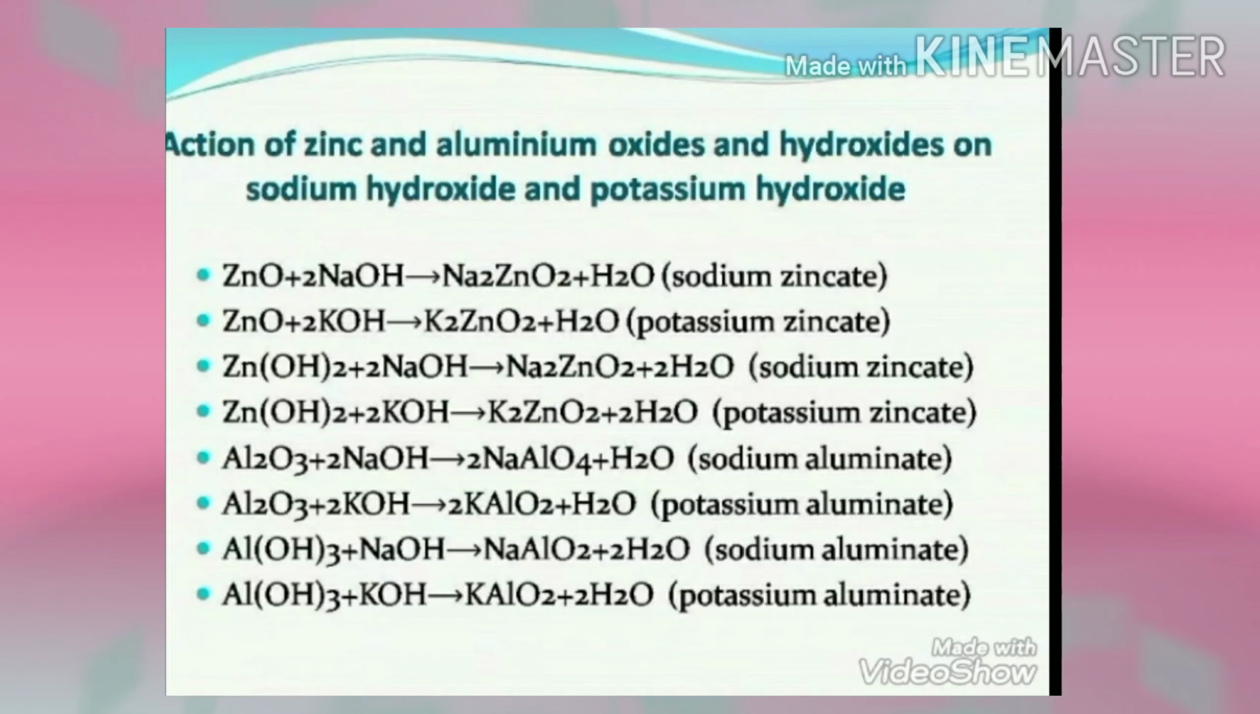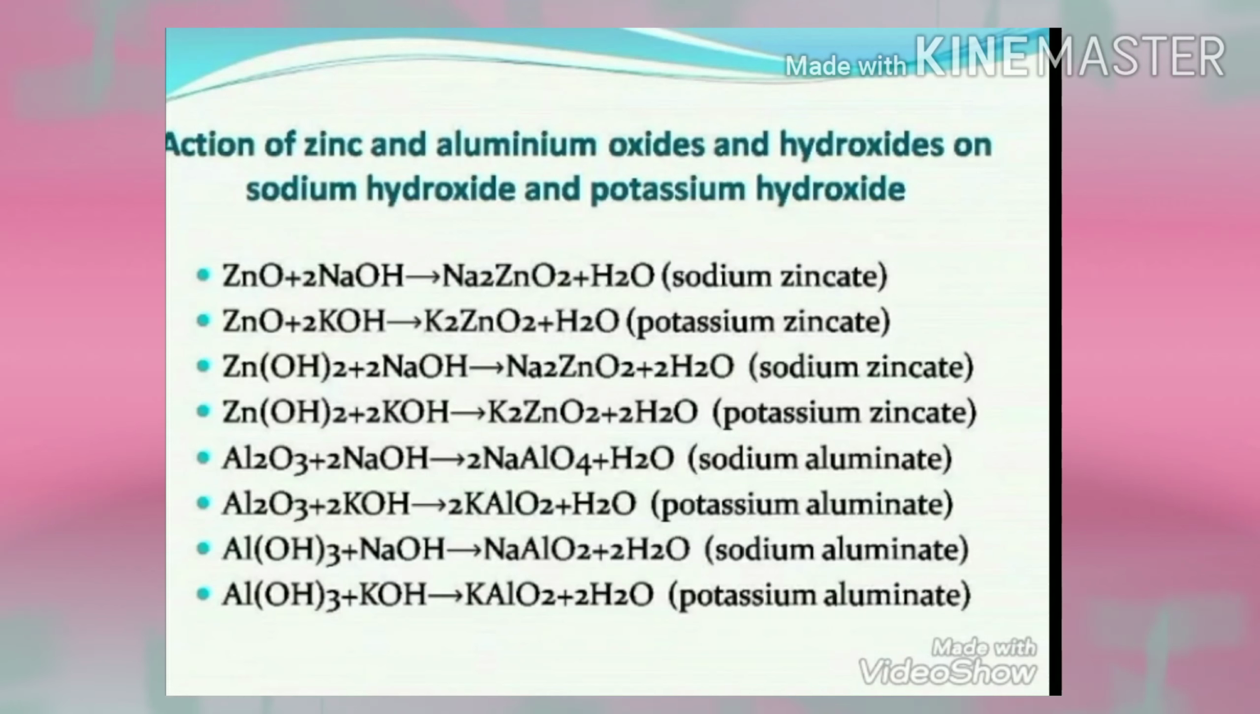Let's take another example. When sodium hydroxide reacts with aluminum oxide, Al2O3, it produces the salt sodium meta-aluminate plus water. The formula of sodium meta-aluminate is NaAlO2. And when another alkali, potassium hydroxide, reacts with aluminum oxide, it also produces the salt potassium meta-aluminate, KAlO2, plus water.